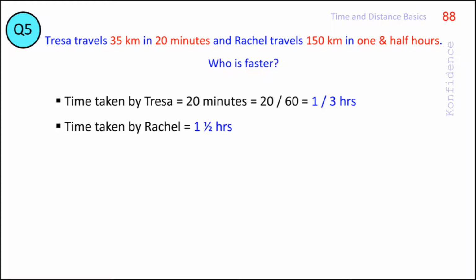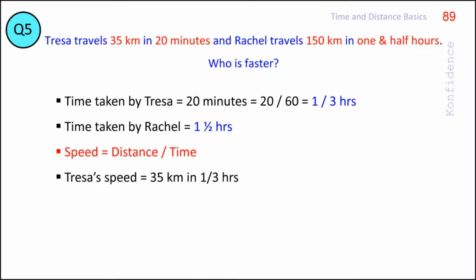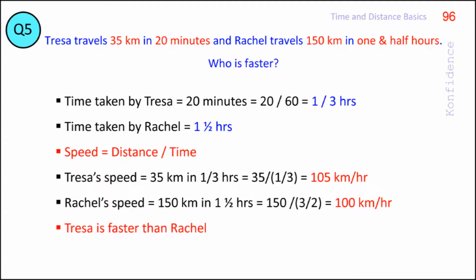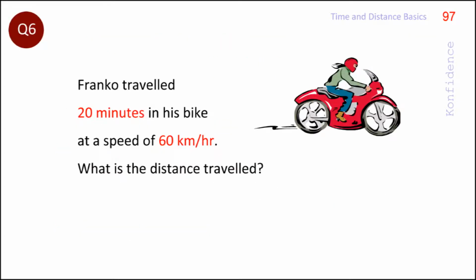Now use the relationship between distance and time to compute their speeds. Teresa's speed will be 35 kilometers in 1 by 3 hours or 35 by 1 by 3, which is 105 kilometers per hour. Rachel's speed will be 150 kilometers in 1.5 hours or 150 by 3 by 2, which is 100 kilometers per hour. Thus we can see that Teresa is faster than Rachel.